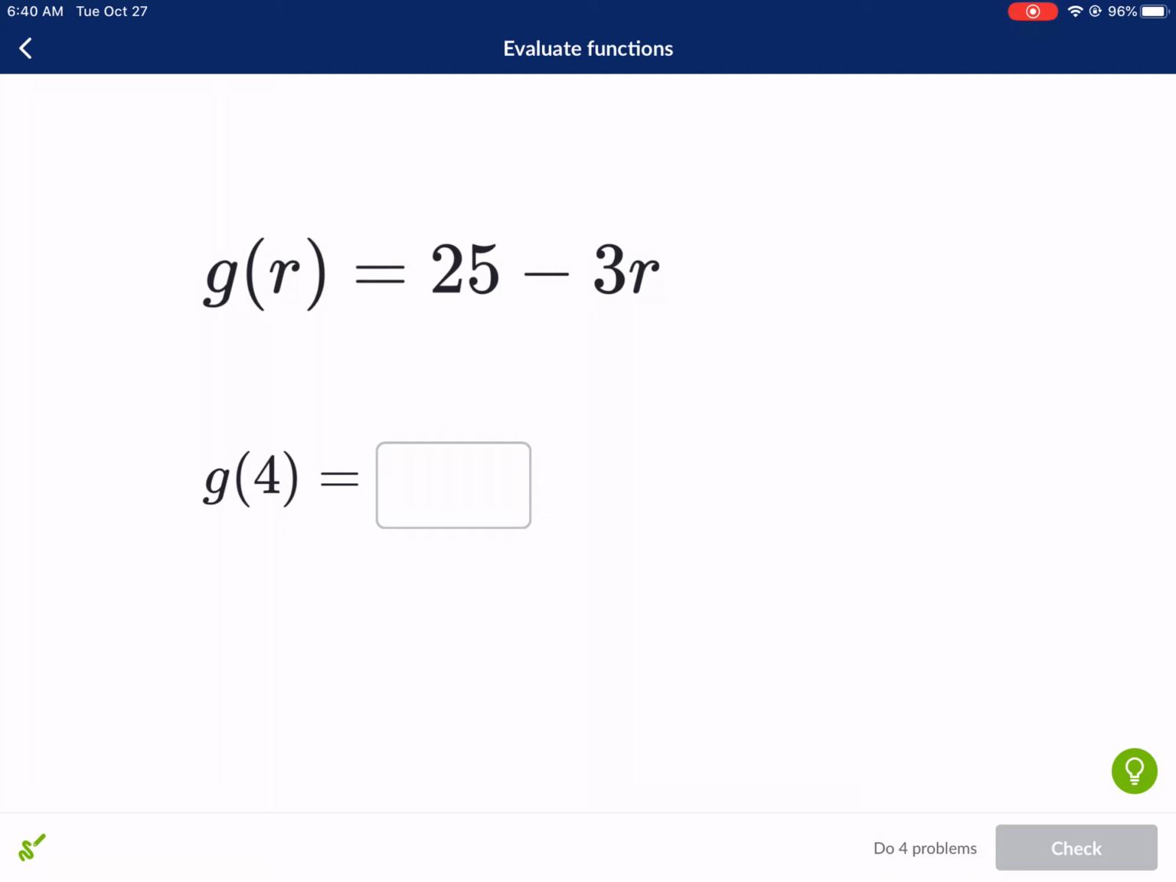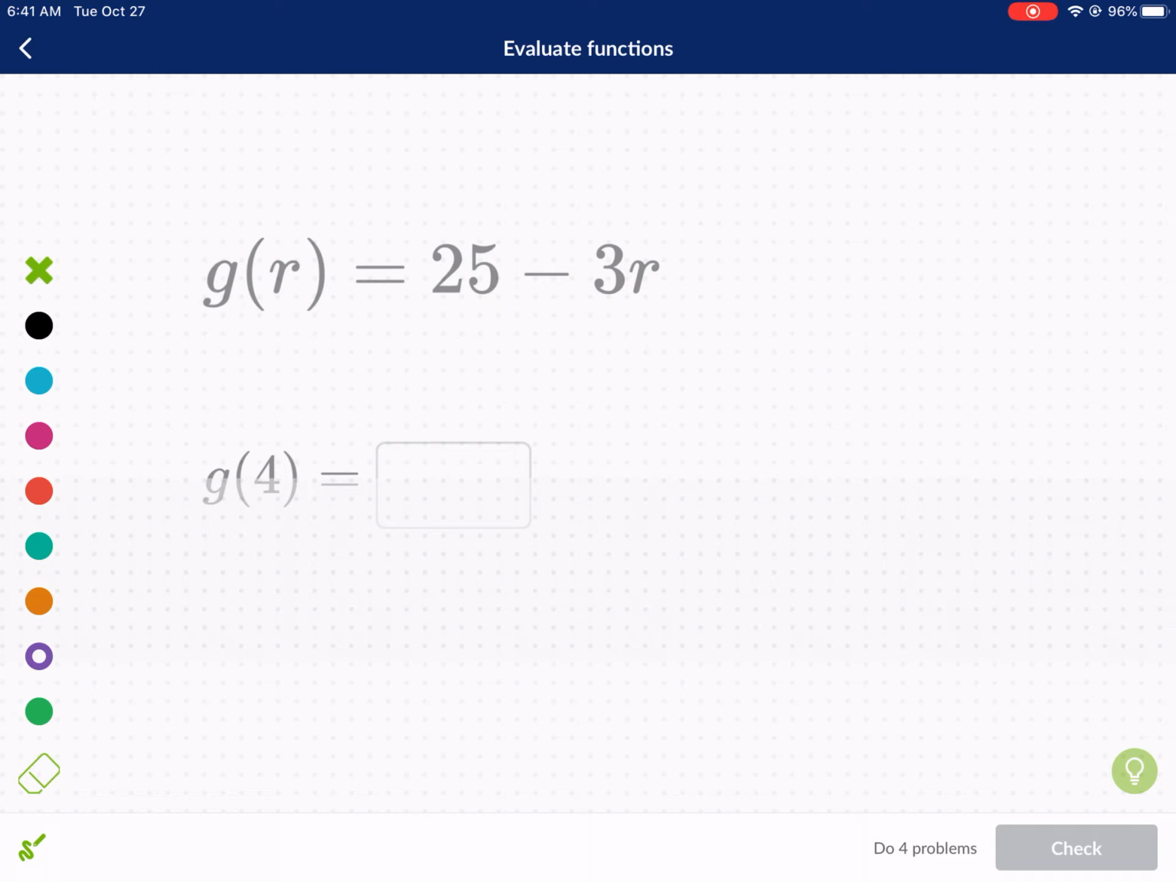Today we're doing evaluate functions. Let's get right to it. Here we have g of r equals 25 minus 3r. We're asked to evaluate the function for the number 4.